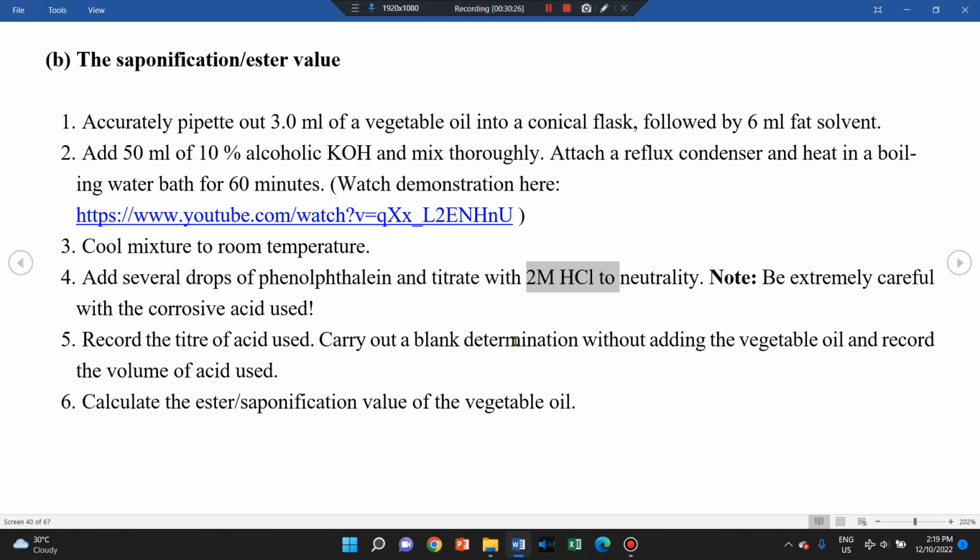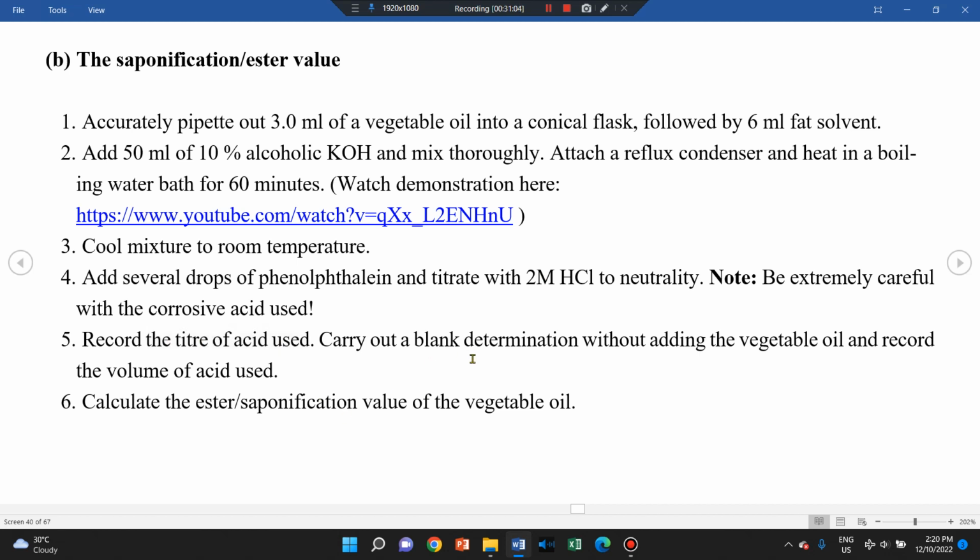So from the burette, you drop little by little hydrochloric acid until neutrality, where the color change now will be different compared to the acid value. Okay, please observe the color change, because the color change will decide on the endpoint. And also a word of caution here, be careful with this 2 molar HCl because it's corrosive. And then you record the titer or endpoint volume.